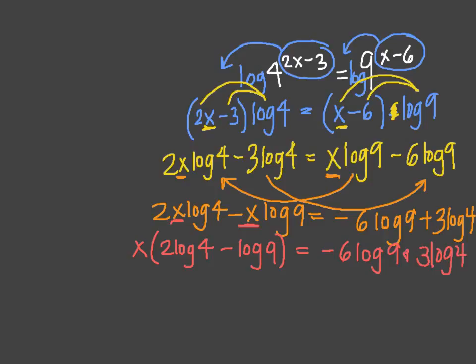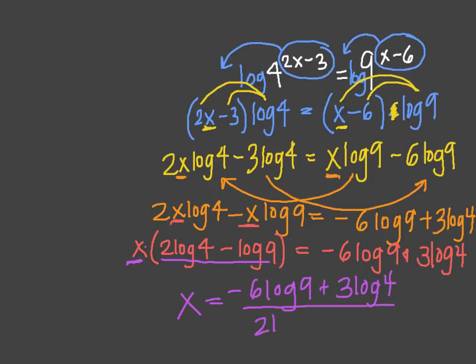Okay, so we're on the home stretch here. All we have to do now is get x alone. So since x is multiplied by this 2 log 4 minus log 9, the last thing we have to do is divide by that. So we get negative 6 log 9 plus 3 log 4 divided by everything that was left when we pulled out a greatest common factor of x. So 2 log 4 minus log 9. And yes, this is an ugly answer, but that's our answer. And you can punch all this into a calculator to get a decimal approximation.